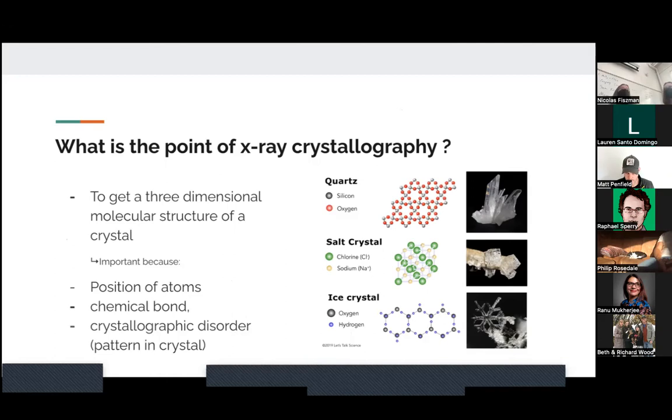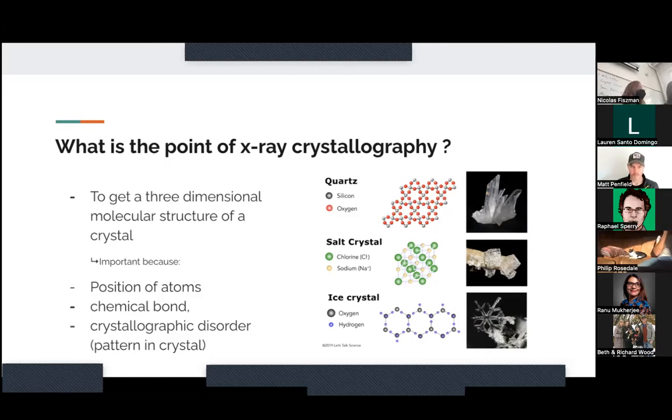So what exactly is the point of X-ray crystallography? The aim of X-ray crystallography is to obtain a three-dimensional picture of the density of electrons within the crystal. This can be important because it can help scientists determine where the atoms are in the chemical structure, and it also helps them determine the attraction between two chemical structures. Lastly, it can help them dictate the pattern inside the crystal, called the crystallographic disorder.